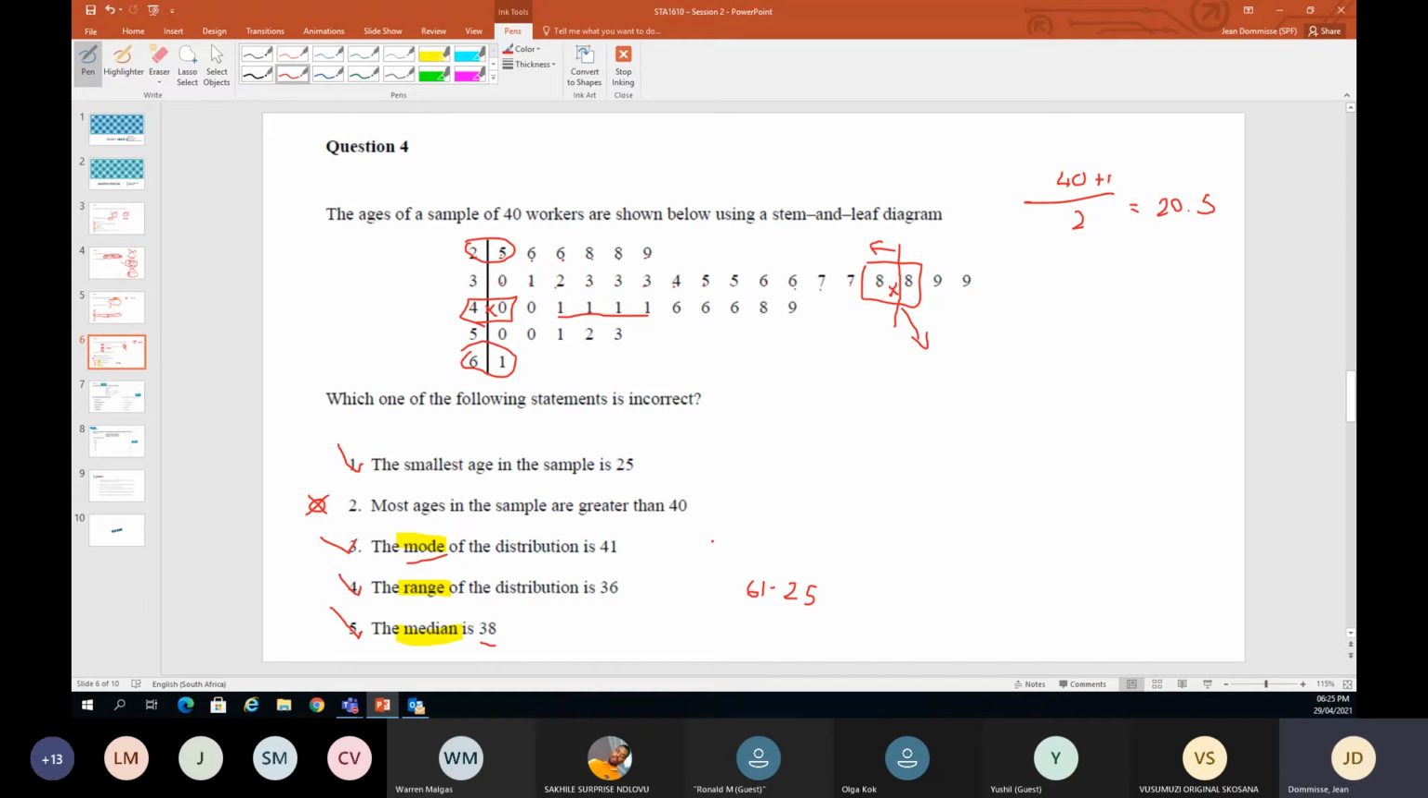So I nearly worked it backwards, looking at all the other options and eliminating them to get to that one. But also, if you look at where the bulk of your data is sitting, it is not sitting above 40. The bulk of your data is sitting above 58. If that was 58, then it would have been fine, but it is not. So option 2 is the wrong one. Okay.